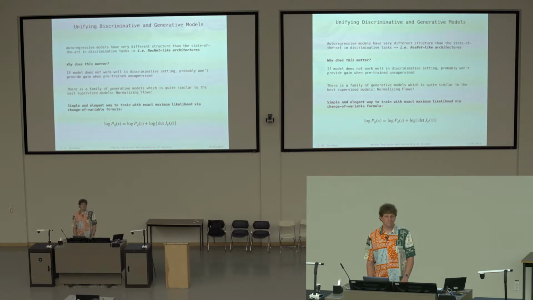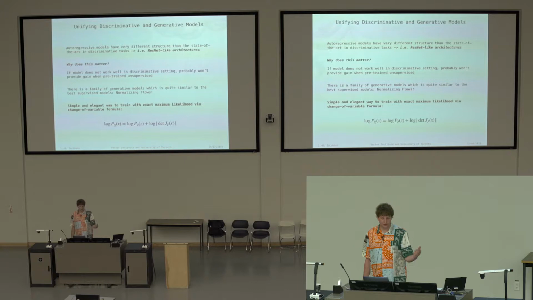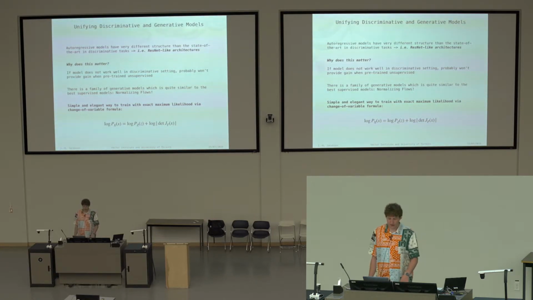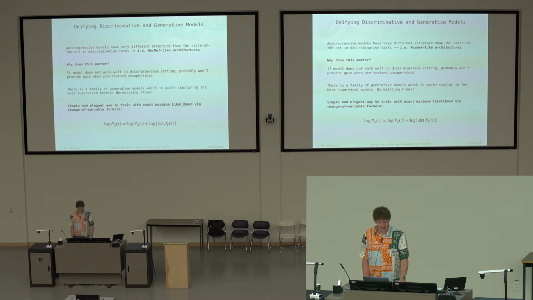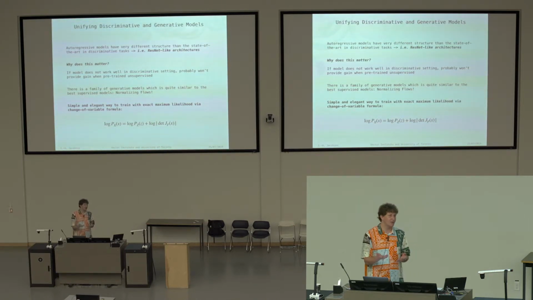Okay, so as I said, autoregressive models have a very different structure than the state-of-the-art in discriminative tasks, which are, for instance, ResNet-like architectures. So why does this matter? If the model does not work well in a discriminative setting, then it probably won't provide much gain when pre-trained unsupervised, because the best you could do would be to train with all the data you have, with all the labels associated with it. So if that model is already bad, you wouldn't have to hope for it being better if you train it in an unsupervised way on a lot of data and then use a little bit of data to fine-tune it.